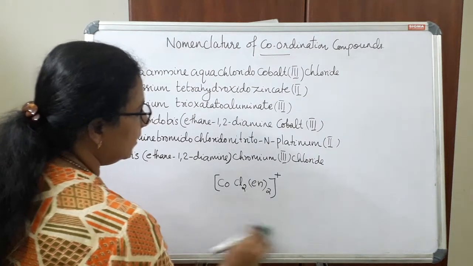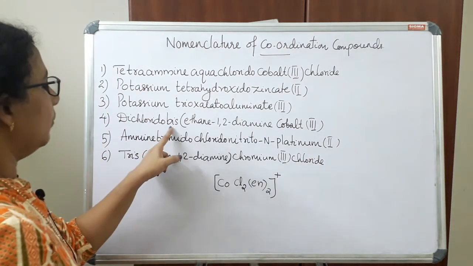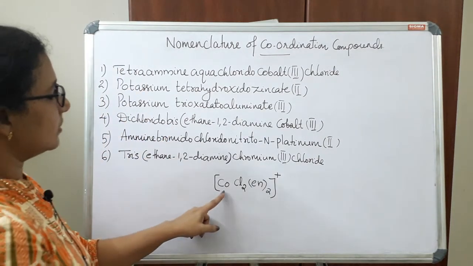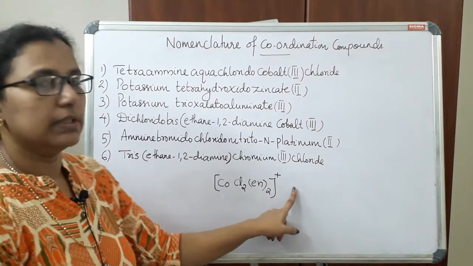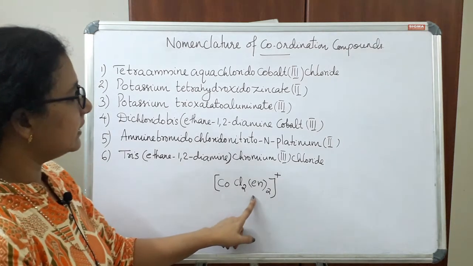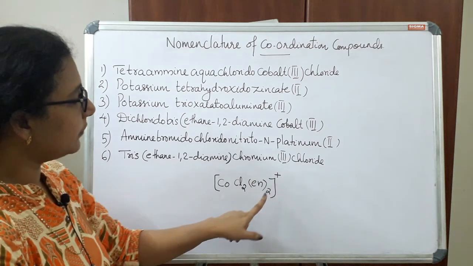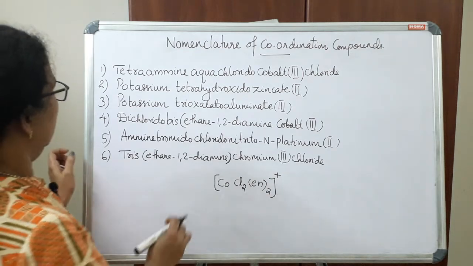So this will be the formula of the fourth compound. So this is having actually a complex part only, the cationic part only, anionic part is not here. So we are writing the charge of that complex part.